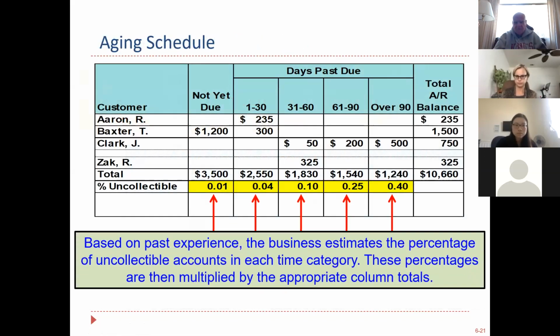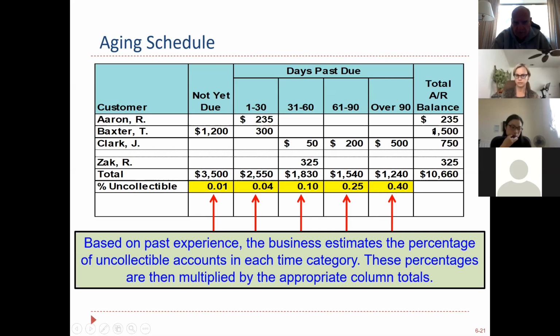And this is a nice, simple look at an aging. This company might have 100 customers. They're just showing you the first 3 and the last one. Aaron owes us $235. This guy owes us $1,500, etc. You work for me. You're sitting down and you say to yourself, "Okay, Aaron owes us $235. He's in the 1 to 30 column. Not too worried about that."